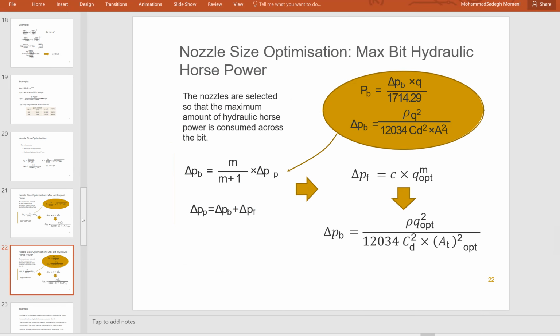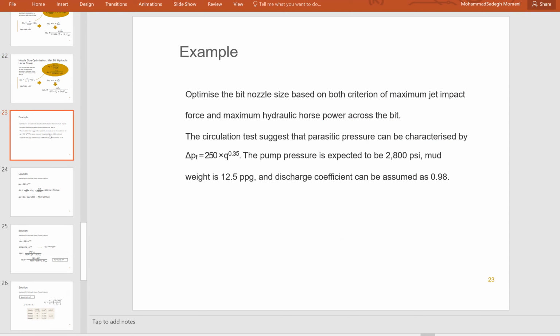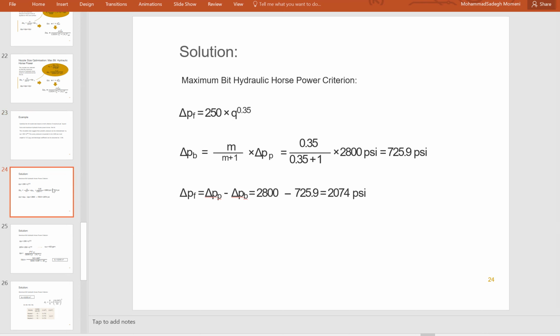Let's look at this example over here that we have. Optimize the bit nozzle size based on both criteria of the maximum jet impact force and the maximum hydraulic horsepower across the bit. The circulation test suggests that parasitic pressure can be characterized by PF equal to 250 multiplied by the flow rate to the power of 0.35. The pump pressure is expected to be 2800 psi and the mud weight is 12.5 ppg. ppg is pound per gallon, and the discharge coefficient can be assumed as 0.98.